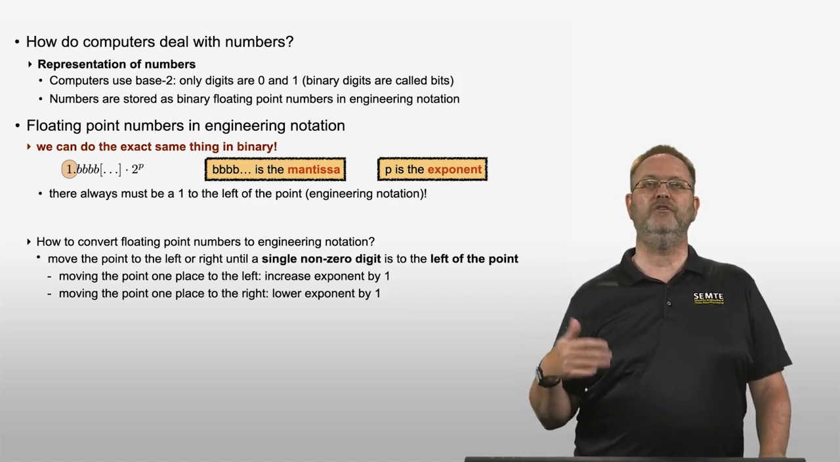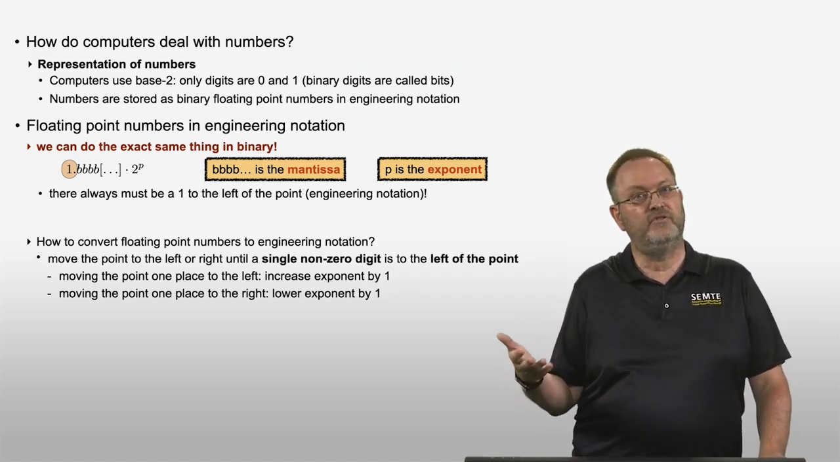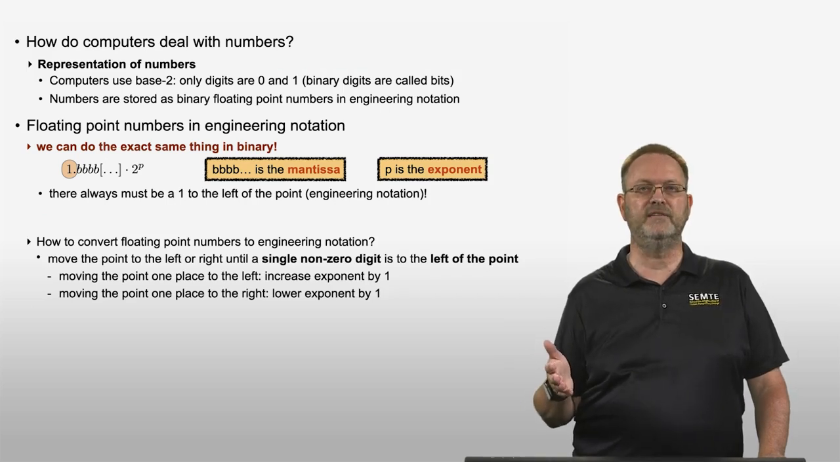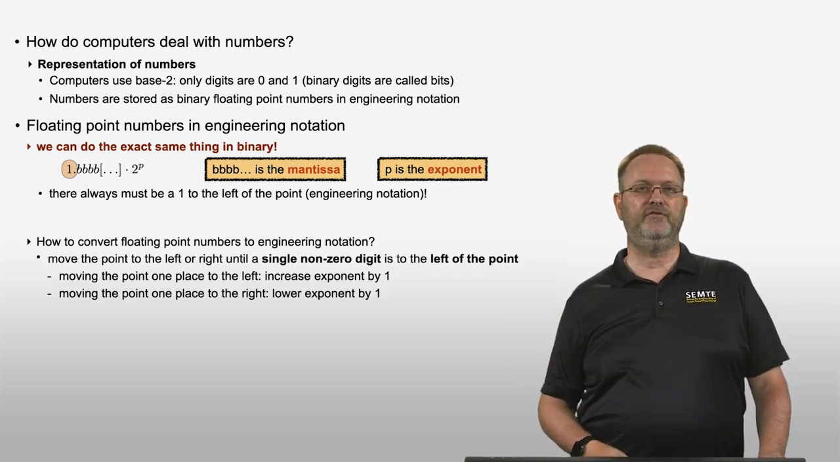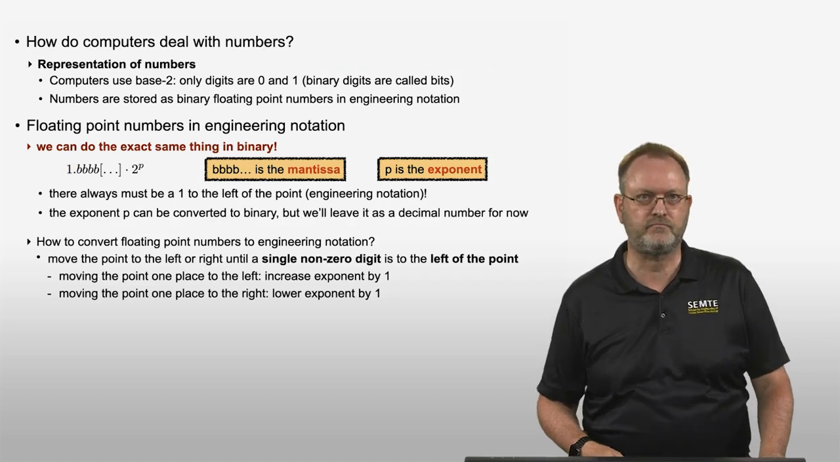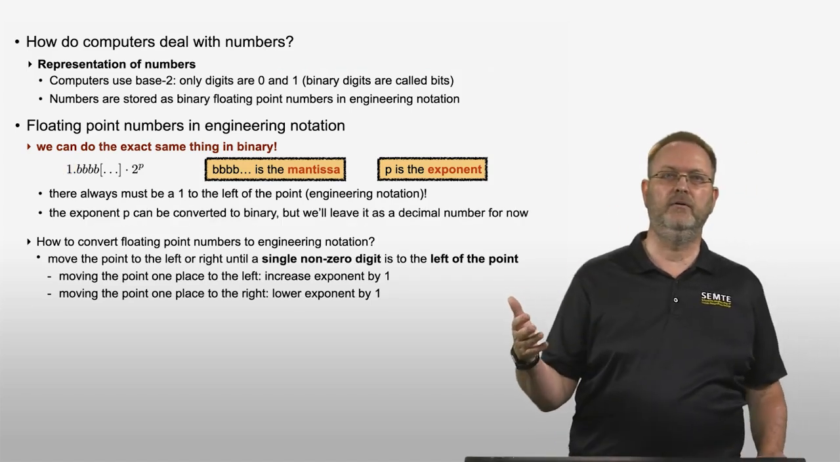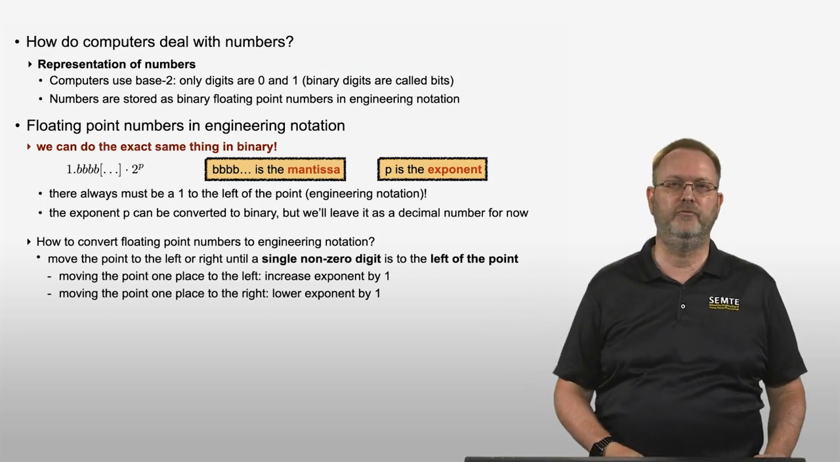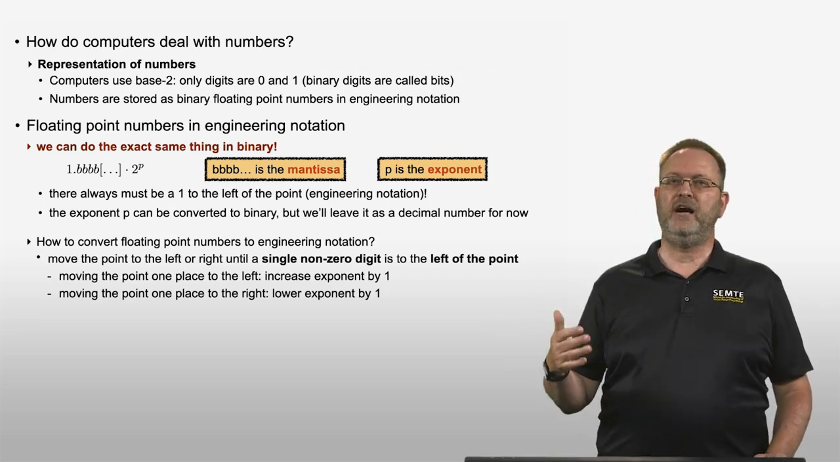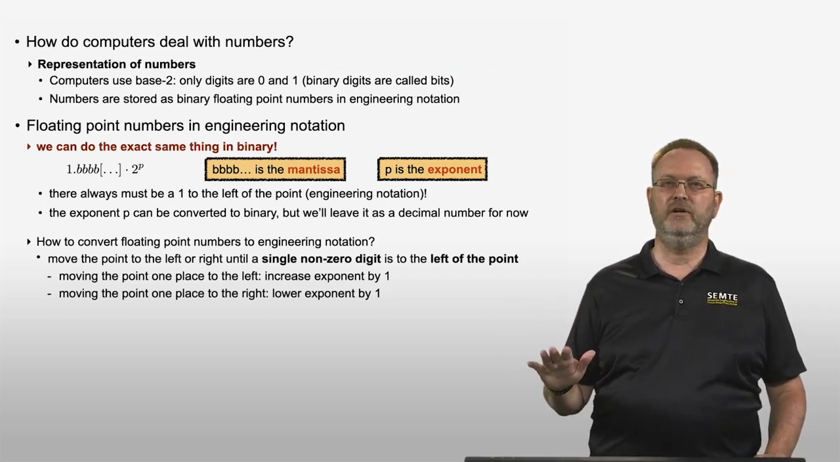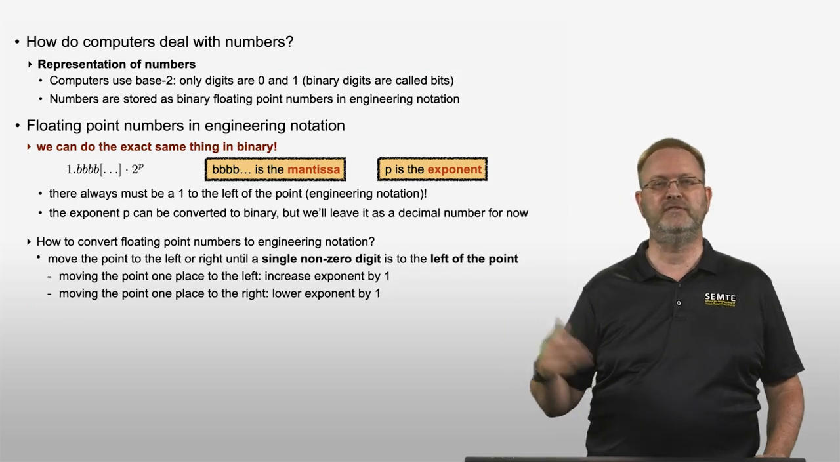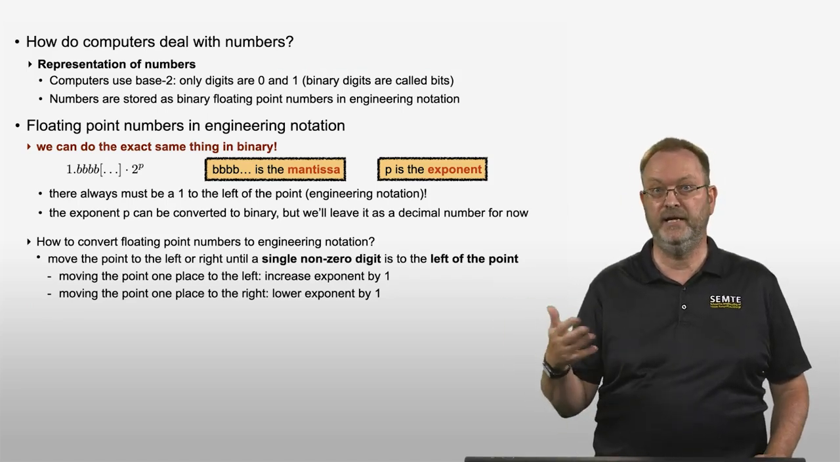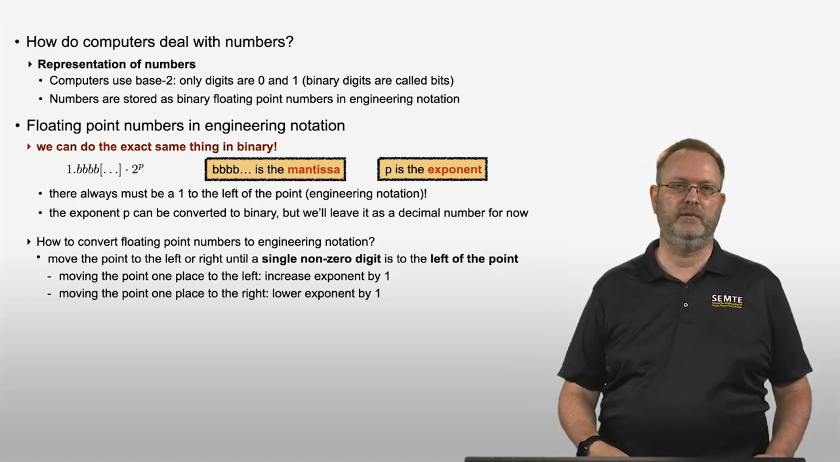And the only non-zero digit in binary is the 1. So there has to be always a 1 to the left of the point for an engineering notation number. Now, the exponent p is a number that we can convert to binary if we so wish. But for now, we will just leave it as a decimal number, knowing that we can convert this decimal number, which is the exponent p, to a binary number as well.